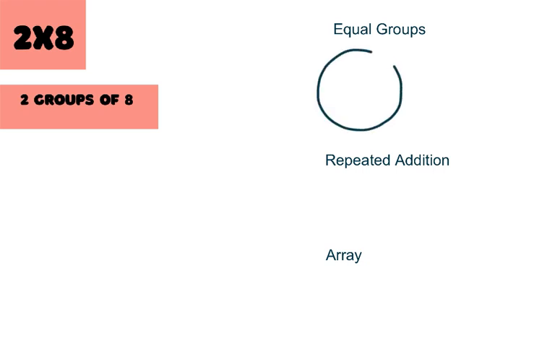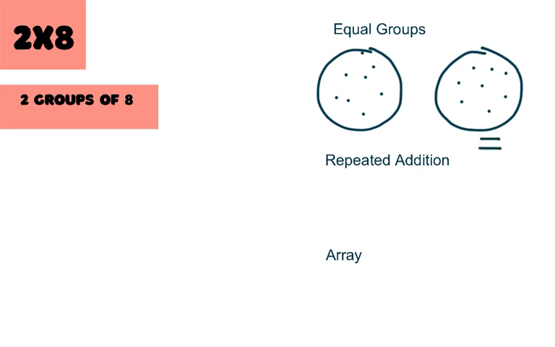So I'm going to model my first strategy with those 2 groups. And in each group, I should have 8 objects. I'm going to count up all of those dots, and that equals a total of 16. So as I then look at my repeated addition sentence, I'm asking myself which factor is repeated over and over again, and that factor is 8. 8 plus 8 also equals 16.